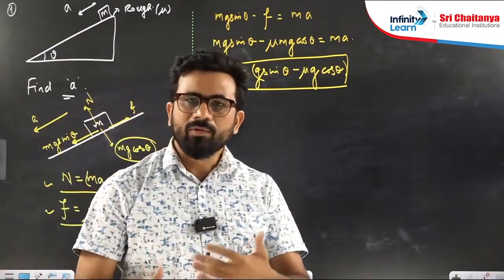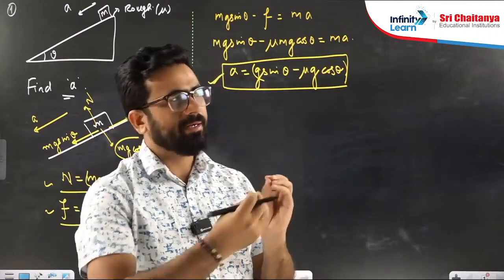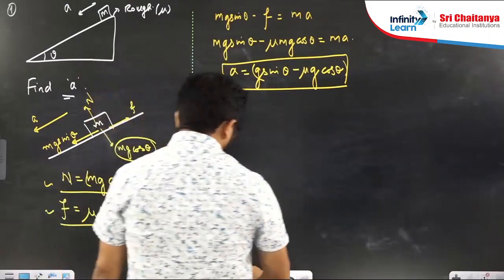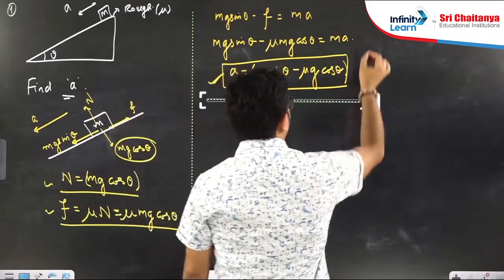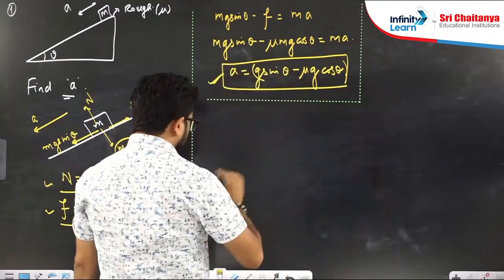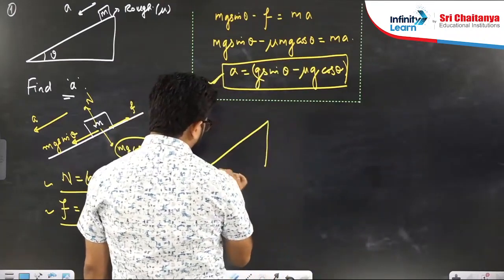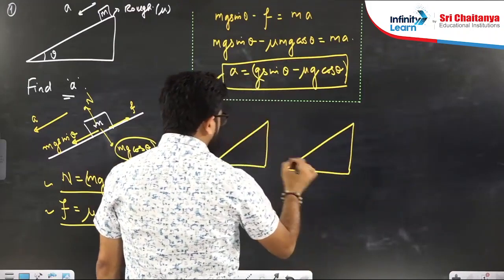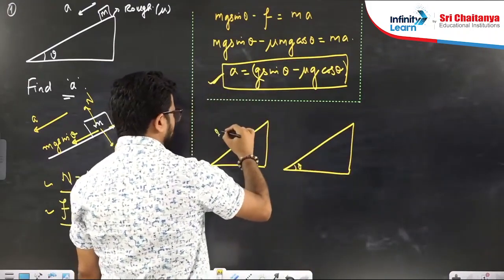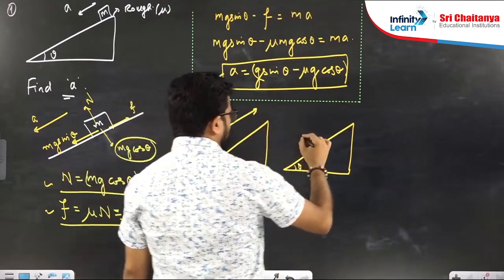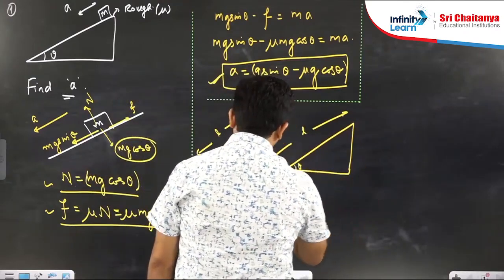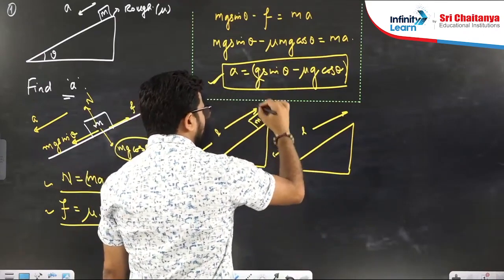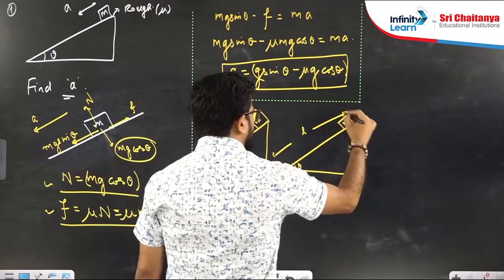Now I am taking one more question that will also be related to this question. Then we will move to the next part of the topic. Okay, now listen. Suppose there are two inclined planes. This is one inclined plane. This is another inclined plane. Both have the same length of inclination and both have the same angle theta. On each one, a block of mass m is placed.